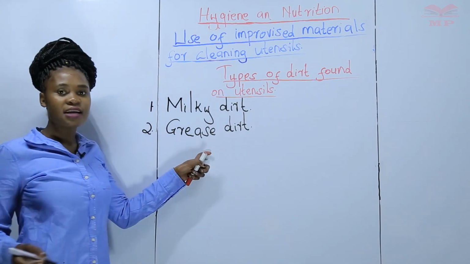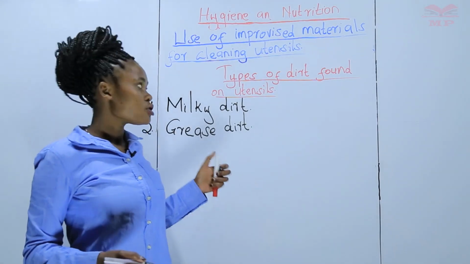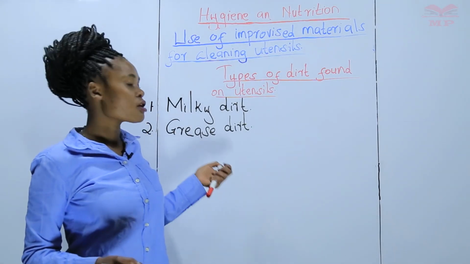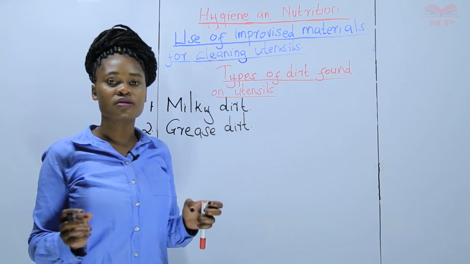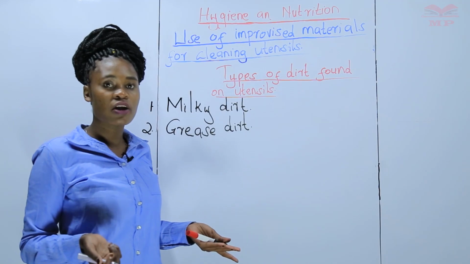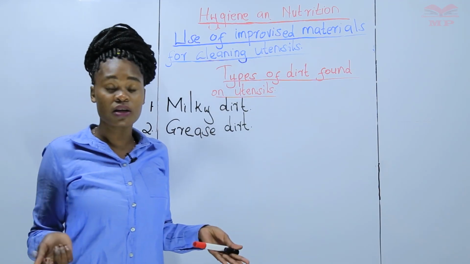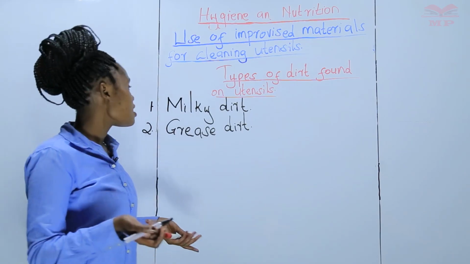Now, grease dirt are the dirt found on utensils that have been used at home, and most grease dirt are caused by eating oily foods. For example, if you prepare your fish and put a lot of oil in the fish, you will have oil dirt on your utensils, or even meat or fried eggs.